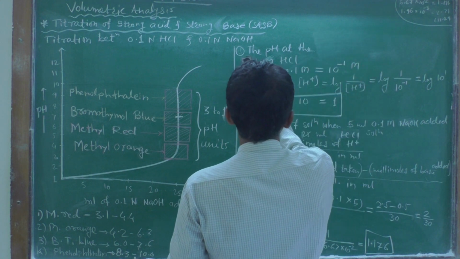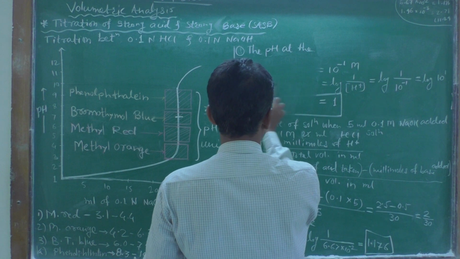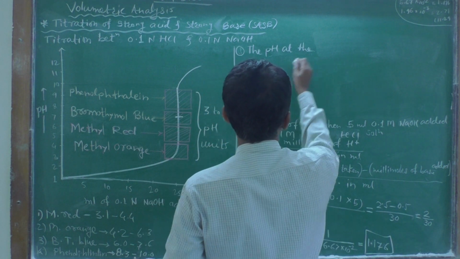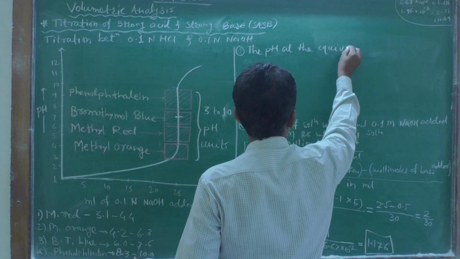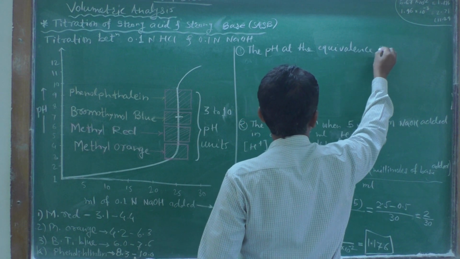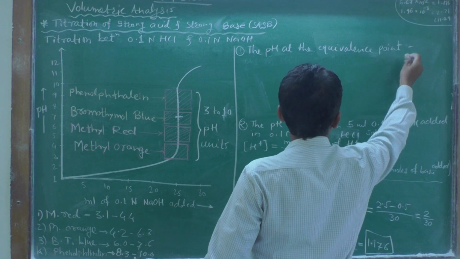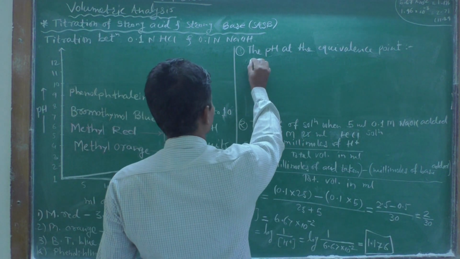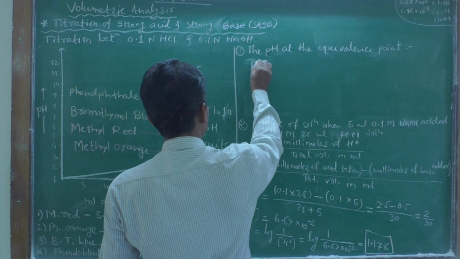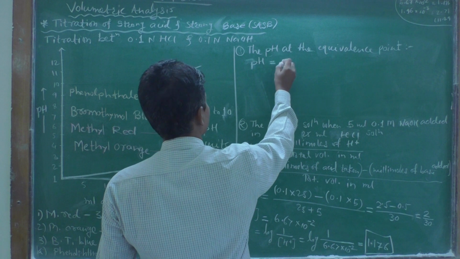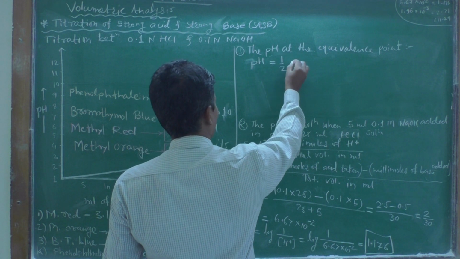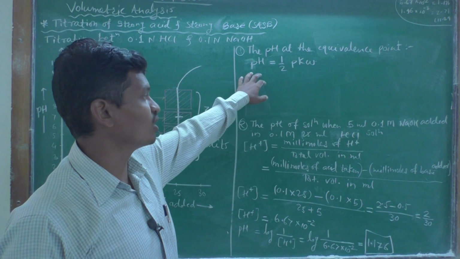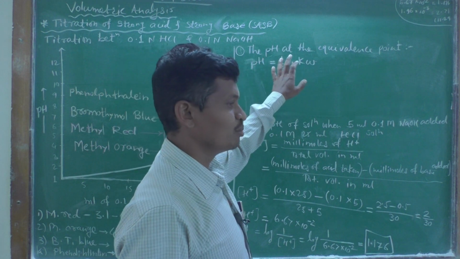Now the third point is the pH of the solution at the equivalence point. At the equivalence point, the pH can be calculated as 1/2 of pKw. In SYBSc we have learned all these things. So what is pKw?